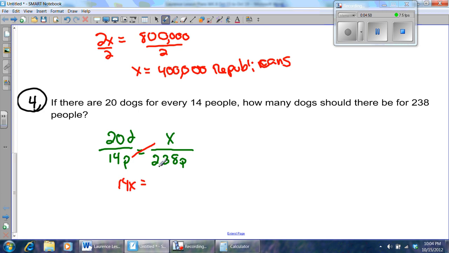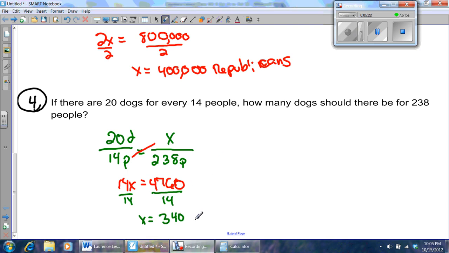14x equals 238. Let me go and check my math one second. Okay, so now to get x alone, I'll divide by 14. And I'll divide by 14 there. And so x is going to equal 340. And that would be dogs.